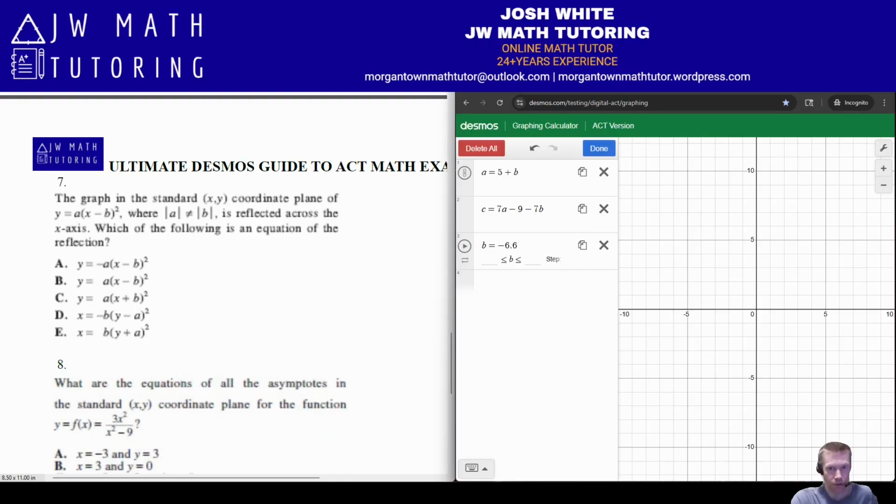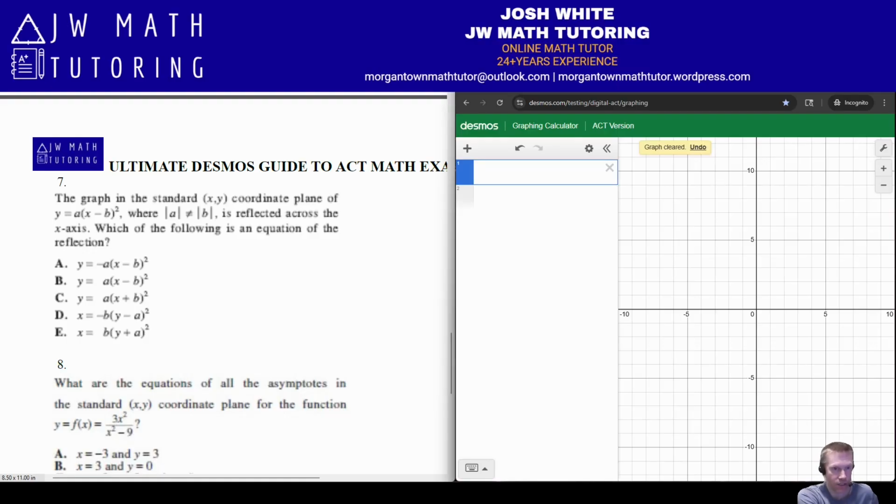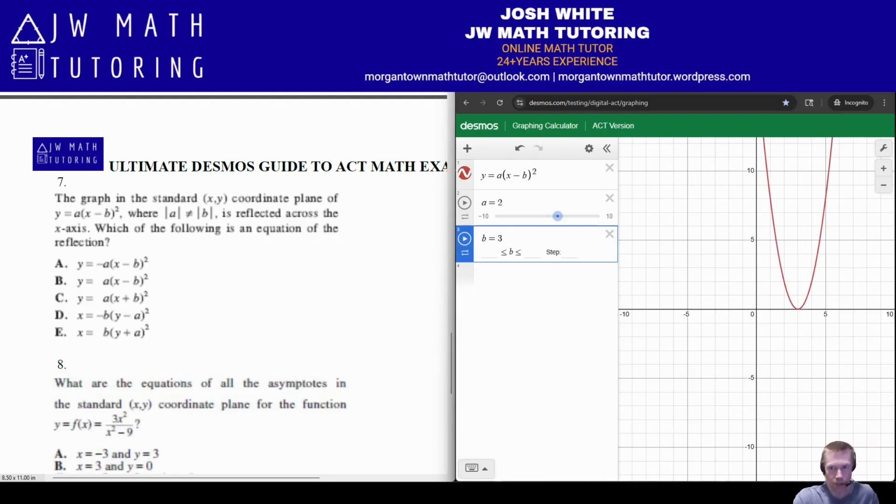Okay, next up, here you have a problem asking about taking a graph of a parabola, a quadratic function, and reflecting across the x-axis, and asking which of those results is what happens when you do that. So, all we're going to do here is just graph the original function. Let's just let a equal whatever, 2, and we'll let b equal 3. Okay, so there's our original function graph. All that matters is the absolute value of a and b are not equal. So that's fine. Absolute value of 2 is 2, absolute value of 3 is 3.